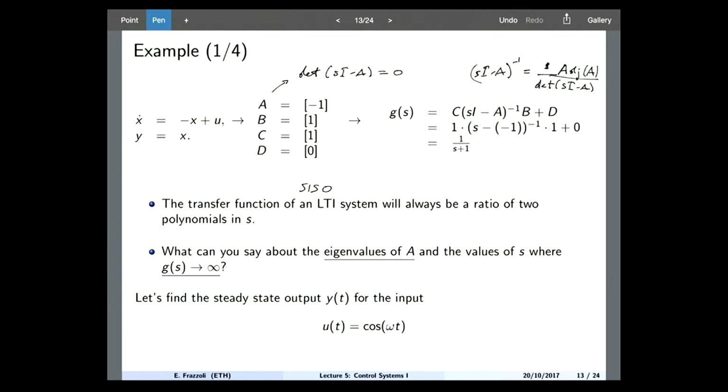So what this also tells you is that the eigenvalues of A are exactly the roots of the denominator in the transfer function. Is that clear? Or conversely, these are the values of s for which your transfer function will actually go to infinity. Questions?